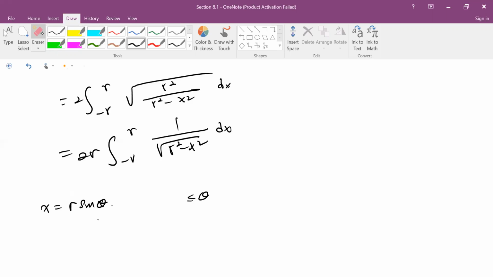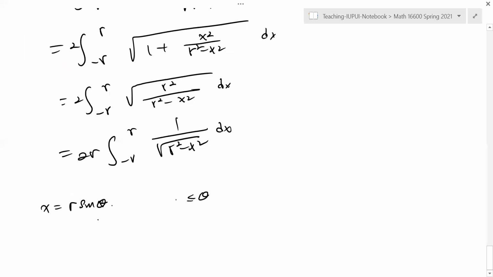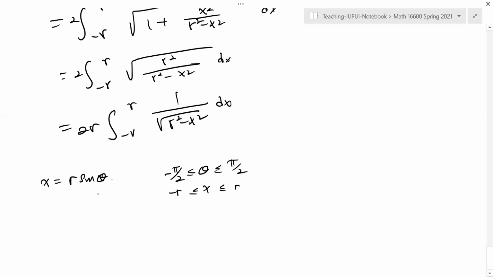If you use a sine, that's fine. You have to let, see, when theta runs from one end to the other end, x should run from negative r to positive r, right? So that means theta should go from negative pi over 2 to positive pi over 2, right? Then x is between negative r and positive r. Yeah, that's good.